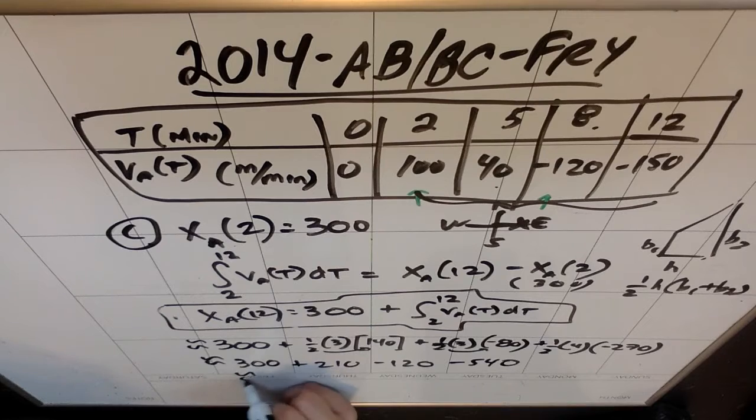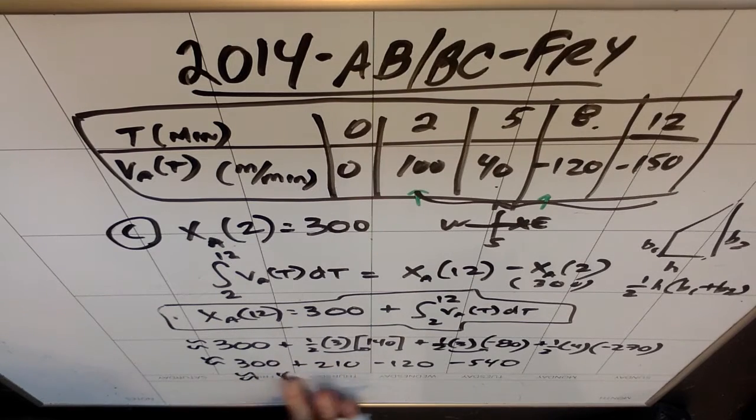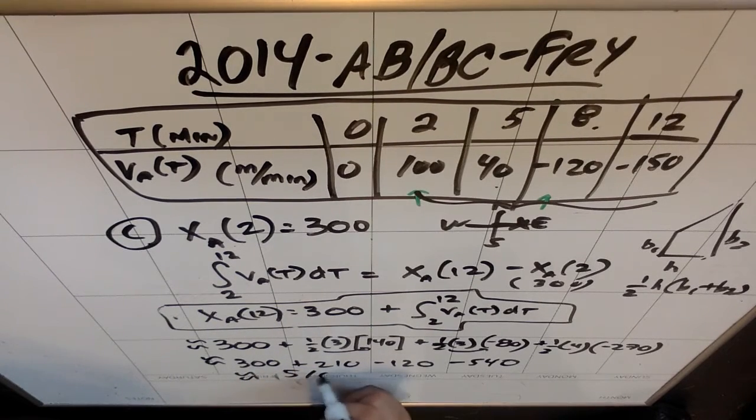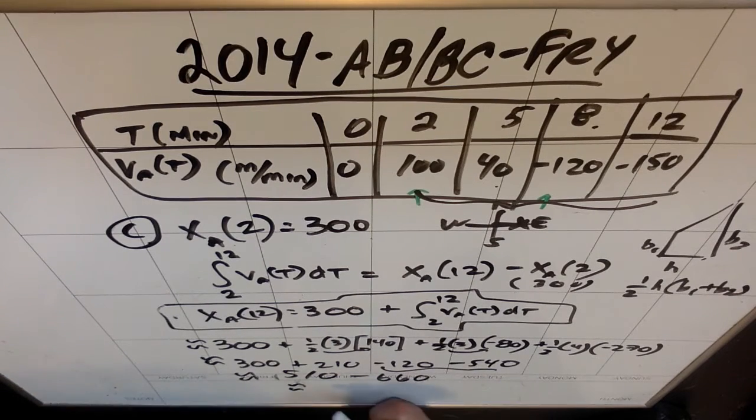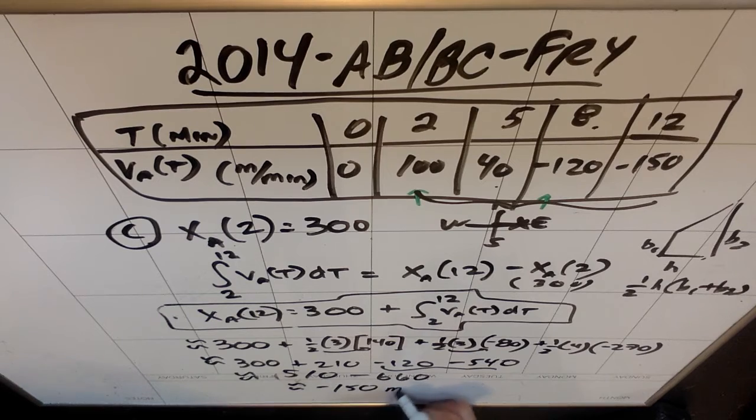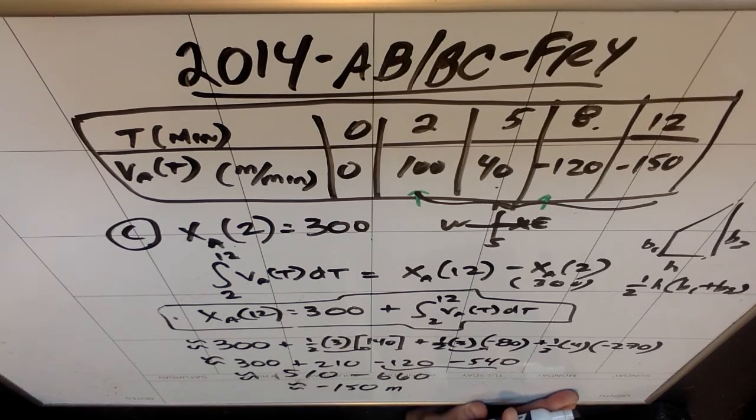Me personally, I'm probably going to put my positives together first. So I get a 510, and then I put all my negatives together, and my negatives seem to be a negative 660, right? So it seems to me that I end up getting a negative 150 as my position, and it was measured in meters, right? So I get a negative 150.